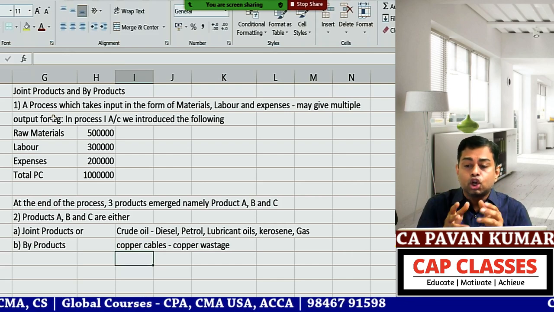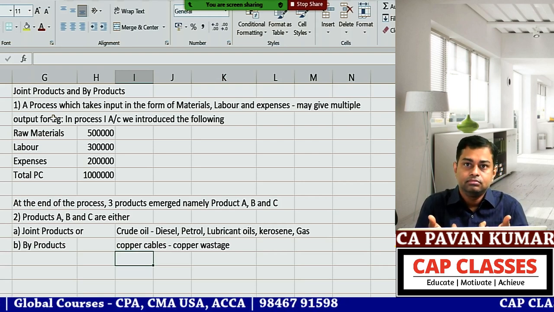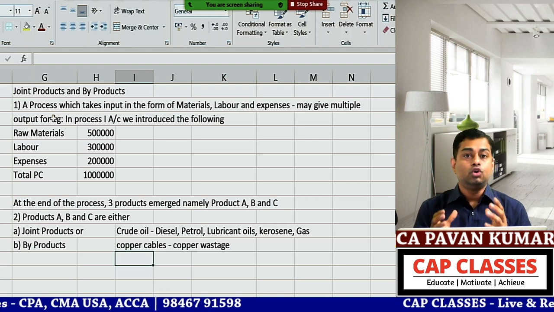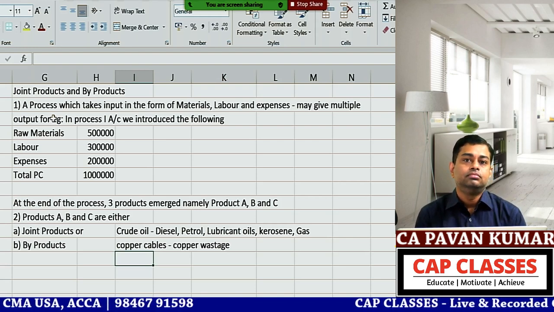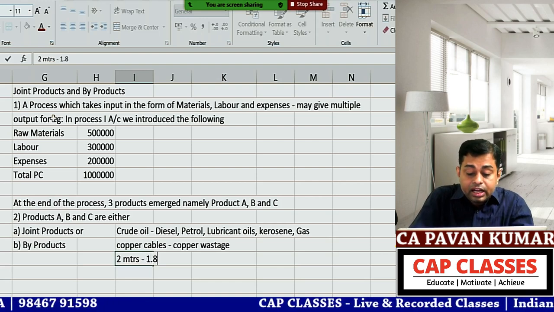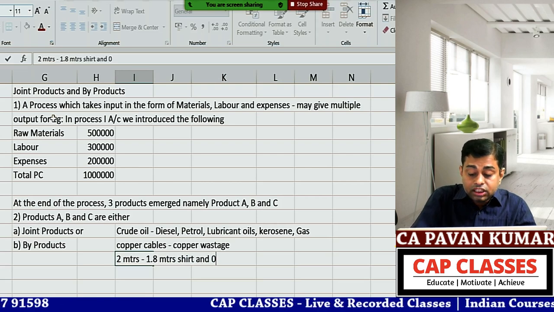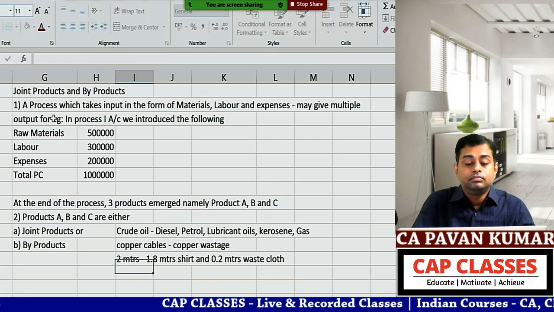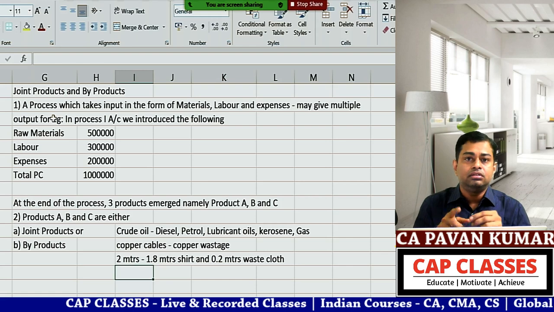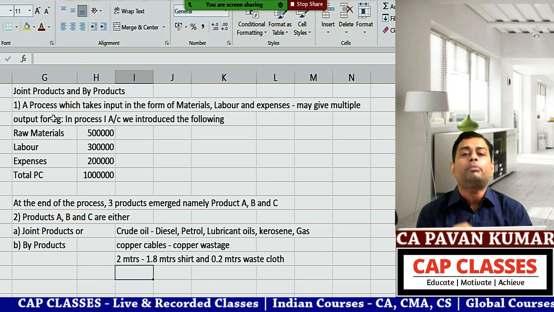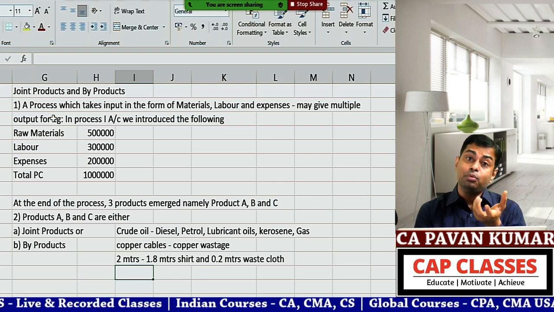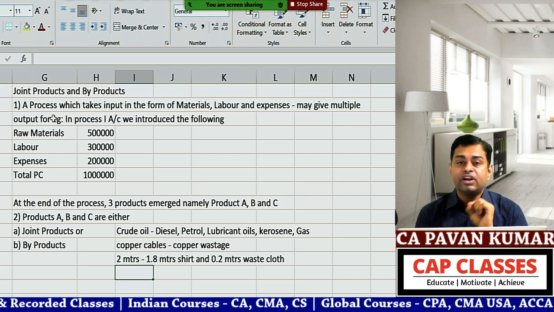For example, I'll take one cloth, I'll cut the cloth and then I'll stitch the shirt. Isn't it? So raw material waste will be there, no? Say you buy 2 meters of cloth, which is split into a 1.8 meter shirt and 0.2 meters of waste cloth. The edges, whatever you cut, you will throw, that is 0.2 meters. Either you will throw it in the dustbin, or maybe it will have some realization.